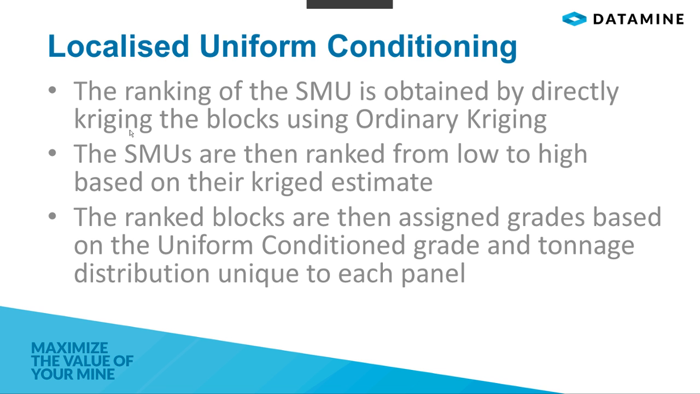In terms of the process of localized uniform conditioning, the SMUs are ranked by directly kriging the blocks using ordinary kriging. So they're given a first pass grade, and you get a distribution of grades at your SMUs. The SMUs are then ranked from low to high grade based on their kriging estimates. Then the ranked blocks, ignoring the ordinary kriging grades, are assigned grades based on the uniform conditioning grade and tonnage distribution, which is unique to each panel.